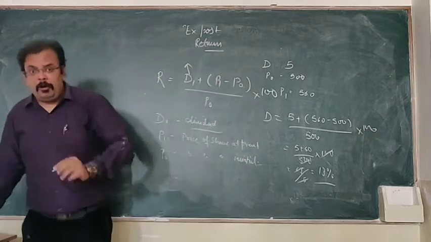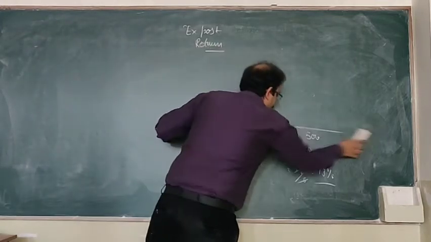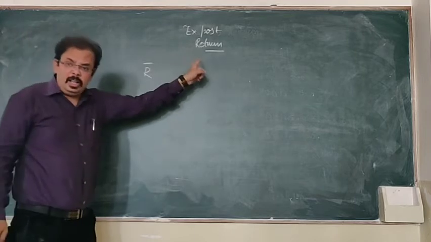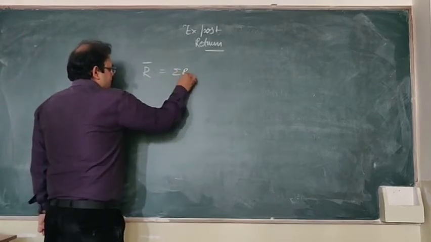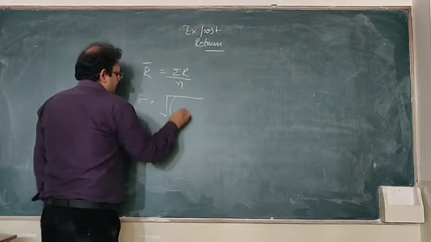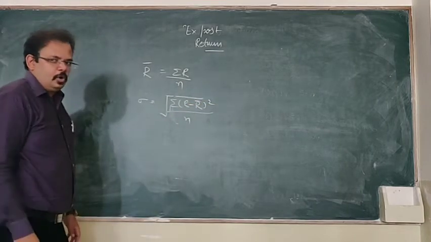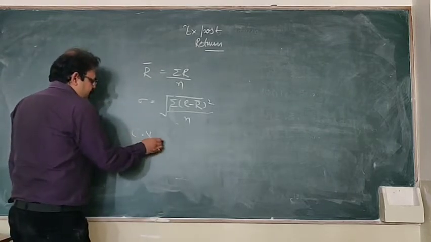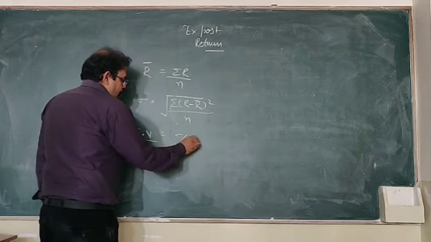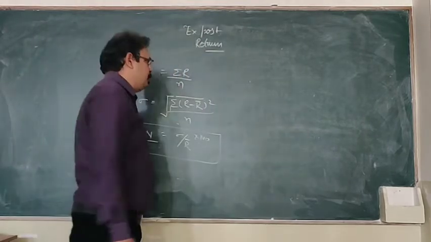Now another formula for ex post. R bar is the mean, R bar is summation R upon N. The standard deviation is the square root of summation of (R minus R bar) whole square upon N. And the coefficient of variation, which shows which security is more beneficial, is standard deviation upon R bar into 100 if calculated on the basis of percentage. That's it. Questions will be asked according to this data.